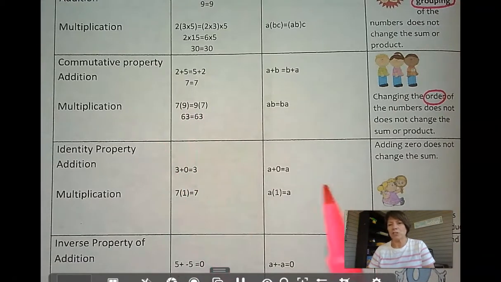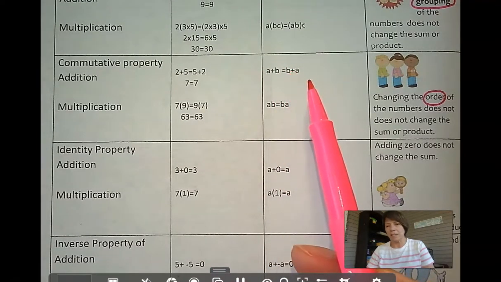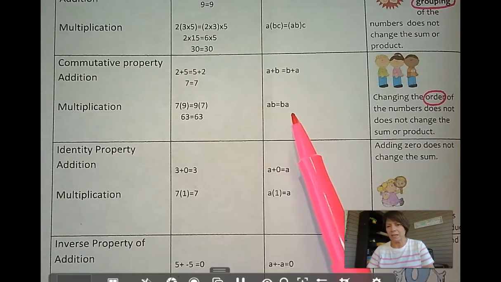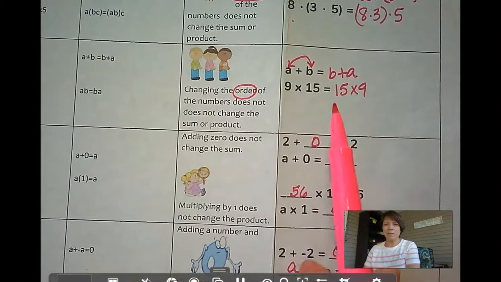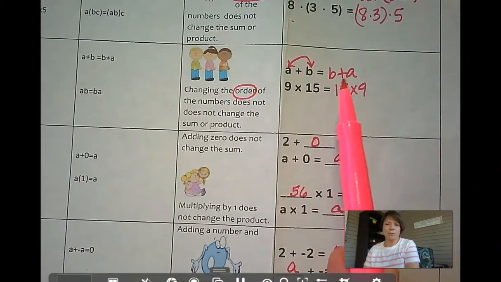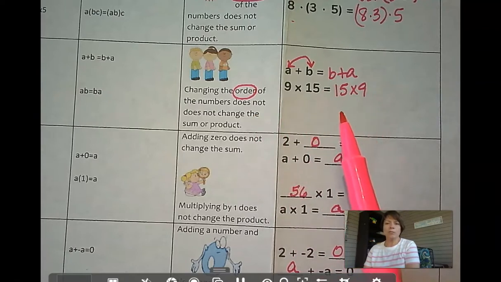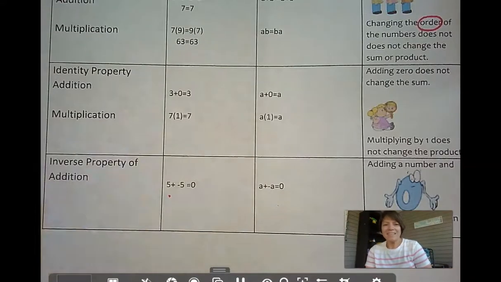So this property just says that if I add A plus B, it's going to be the same as adding B plus A. If I multiply A times B, it's going to be the same as multiplying B times A. The order doesn't matter. So for our practice here, we have A plus B. We just change the order around. That's equal to B plus A. We have 9 times 15. For commutative property, we just change the order around. That's 15 times 9.